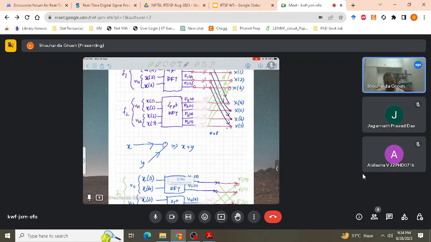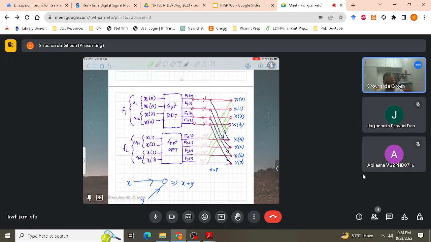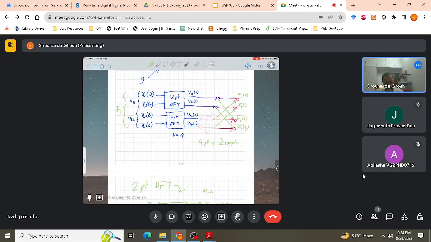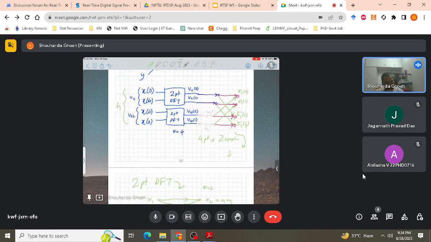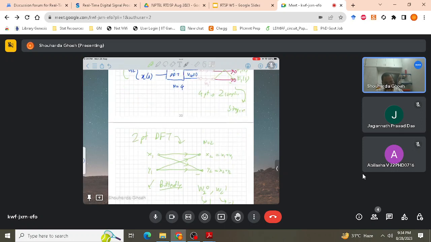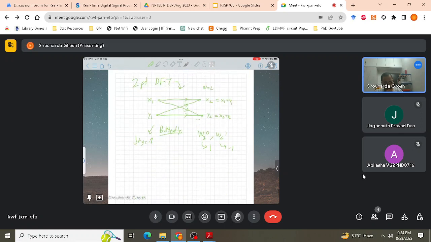You can see over here what has happened. We have actually broken down our system into 3 stages. This is our stage 3, our stage 2, and this 2-point one is our stage 1. So how many stages are there? There was n equal to 8 and then 3 stages.